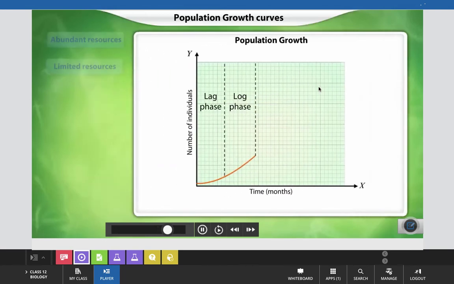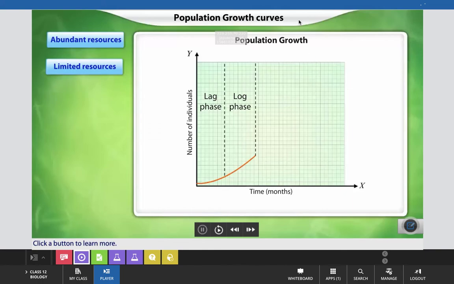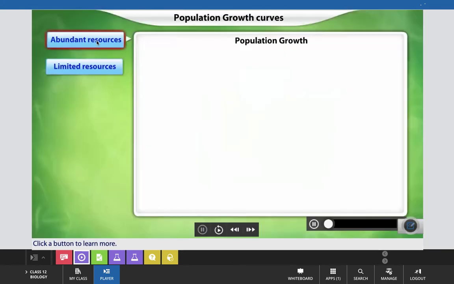Depending upon the availability of resources, two types of growth curves are commonly seen. Click a button to see how resource availability affects population growth. Now we will try to learn, if the resources are abundant, meaning they are unlimited, how the population will grow.